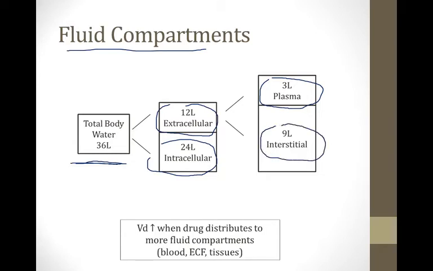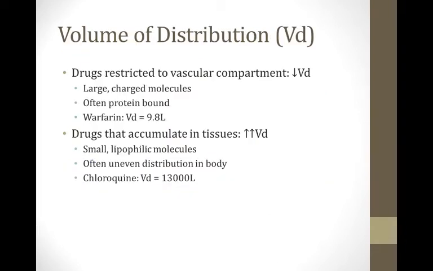So the volume of distribution of a drug is going to increase when a drug distributes to more fluid compartments and thus occupies more of these volumes of fluid inside the body. So drugs that are restricted to the vascular compartment often have a relatively small volume of distribution. These drugs are usually large charged molecules that have trouble leaving the vascular compartment. Often they're protein bound, and by being bound to proteins in the bloodstream, this holds them in the vascular compartment. And warfarin is an example of a drug like this, which has a volume of distribution of 9.8, which is relatively small.